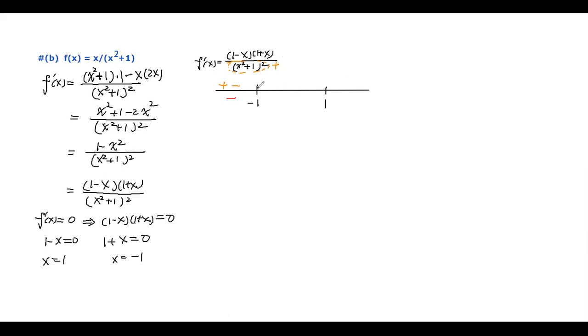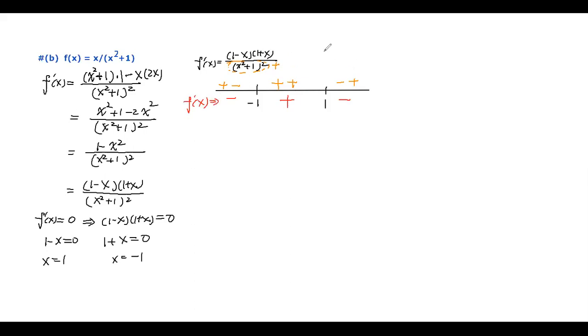Okay, now the next one here. I choose any number inside, I choose 0. So 1 minus 0 is what? It's positive, right? 1 plus 0 is positive. So that's good. This one is positive, right? And then now I choose 2. So 1 minus 2 is what? 1 minus 2 is negative. 1 plus 2 is positive. So positive times negative is what? It's negative, right? So remember, this is f prime x.